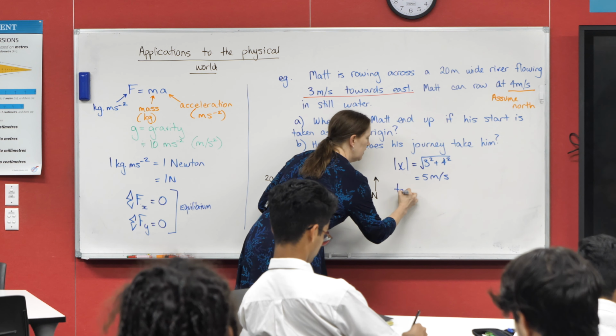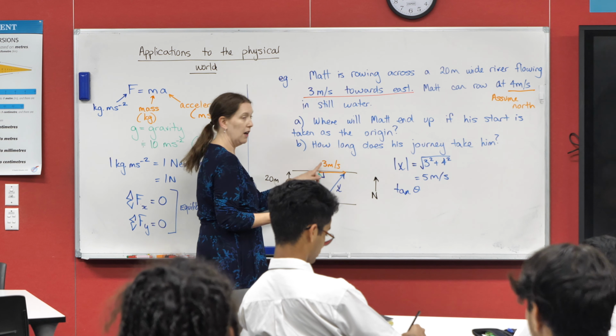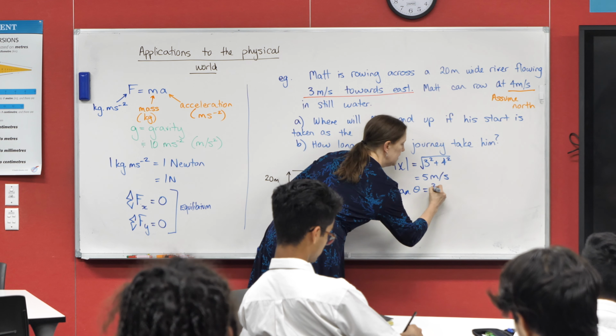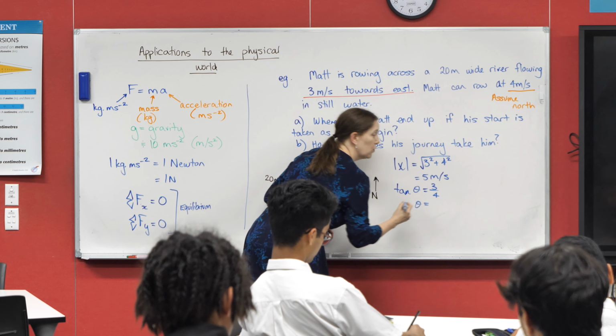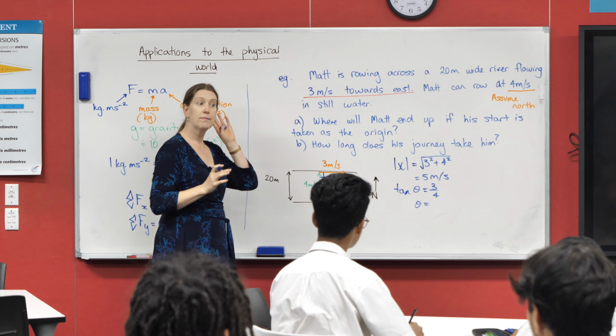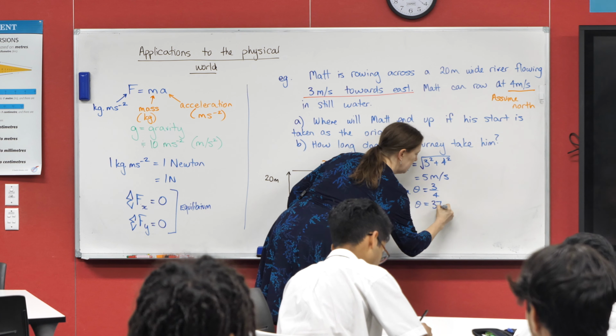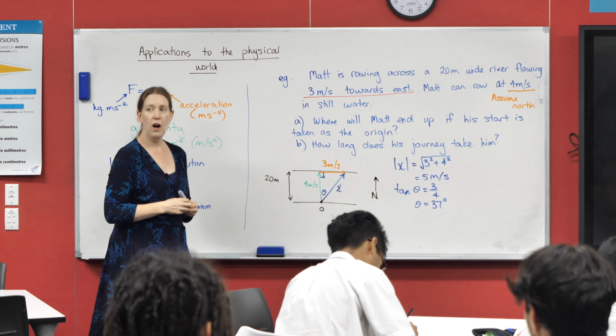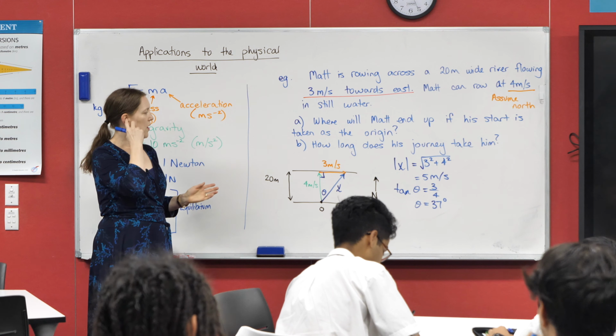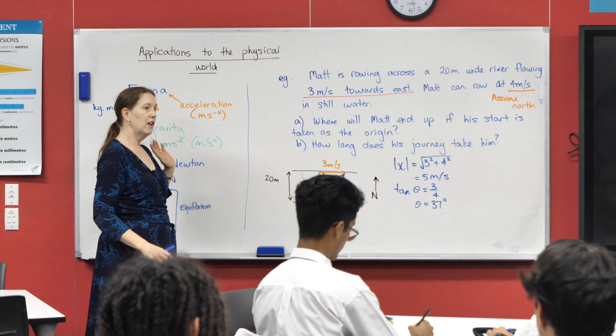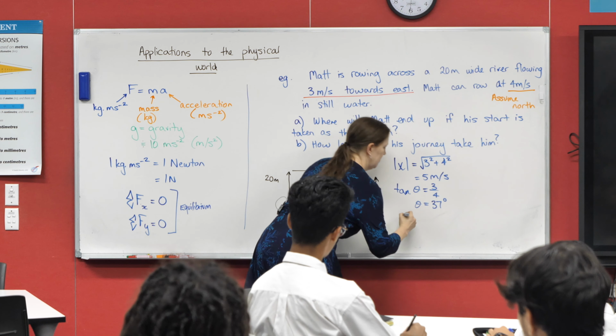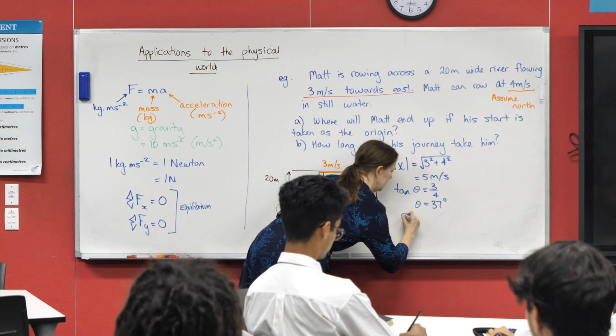So if I do tan theta, I'm going to get opposite over adjacent. Pull out your calculators. Give me that to the nearest degree. 37. 37 degrees. All right. So I now know that Matt is travelling on a bearing from north of 37 degrees true north at 5 meters per second. And I have not answered this question.